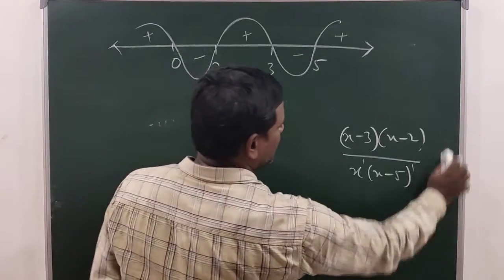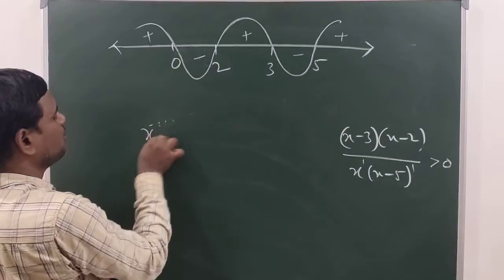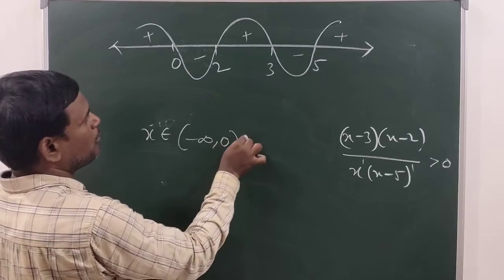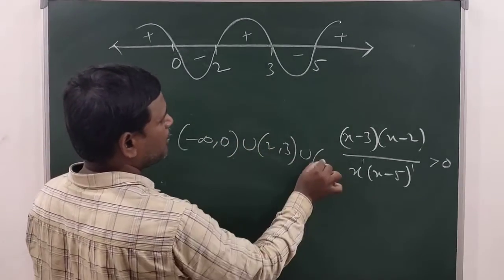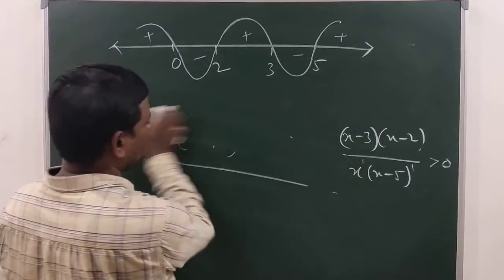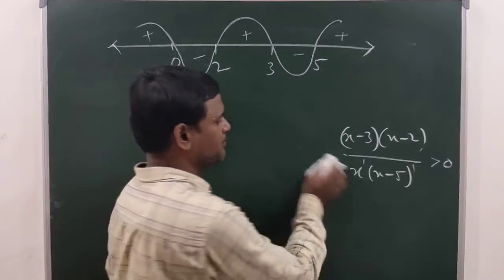Similarly, if it is having greater than 0, you have to take positive intervals. X belongs to, so minus infinity to 0, this side open, union 2 to 3, union 5 to infinity. So similarly, can you write the solution set if it is having greater than or equal to 0? You can.